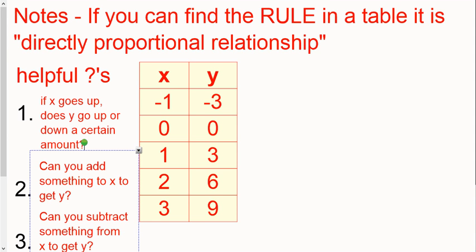Well, we need to find a rule in a table to see if it's a directly proportional relationship. Now, I want you to remember, honestly and truly, when we use the term directly proportional relationship, in your mind, you need to be thinking makes a line. Okay?